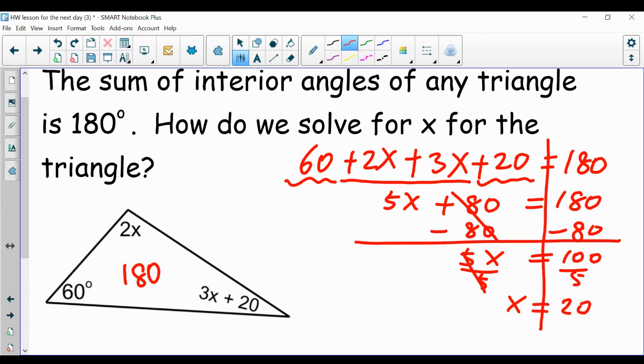Okay, let's look back at the question. Do we finish? How do we solve for x? Great, we just did it. We solved for x already. And people ask, do I need to put degree measure? The question said just solve for x. It doesn't say solve for the degree measure of the angle. So that's it, x equals 20.